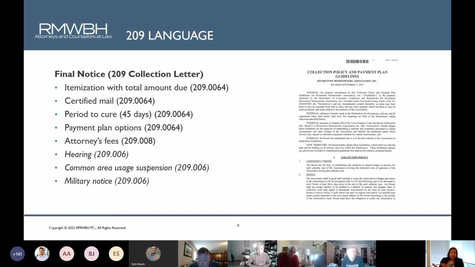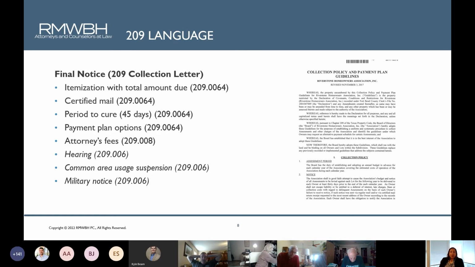And what that does is it ensures that the homeowner receives the mail. Even if the homeowner doesn't pick up their certified mail notice, we know that they received the itemization and the 209 letter, because the regular mail notice will be delivered. That is not a requirement under the law, but it's something that we highly recommend that the association does.